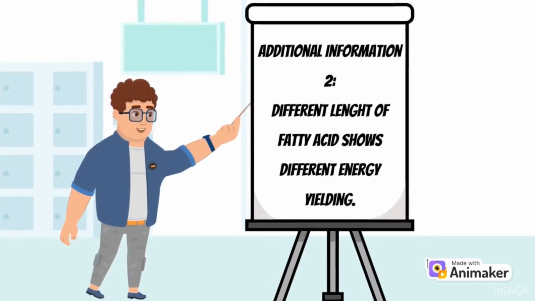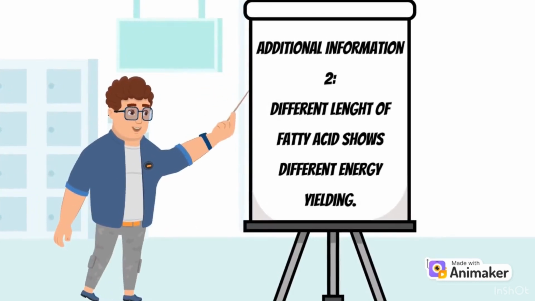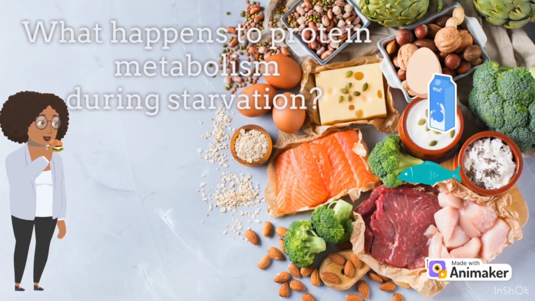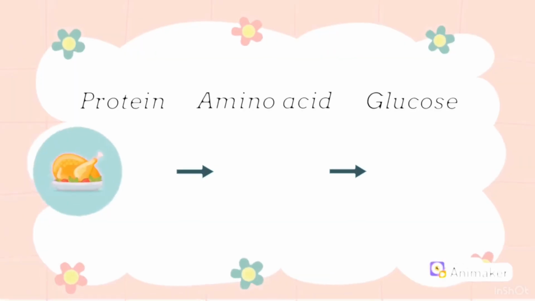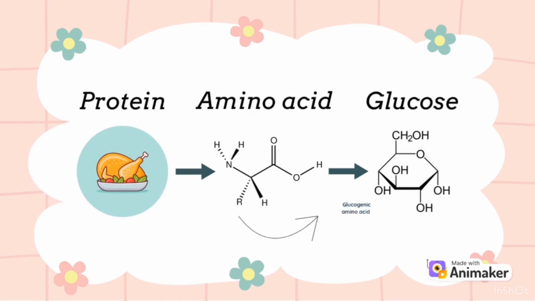Some extra information before we move on. Different lengths of fatty acid show different energy yields. What happens to protein metabolism during starvation? Protein will be converted into amino acids, then it will be converted to glucose to produce ATP. Amino acids that can be converted to glucose are called glucogenic amino acids, which occurs through gluconeogenesis.